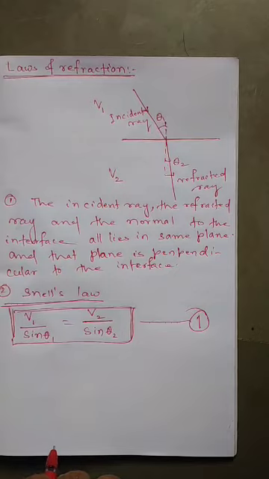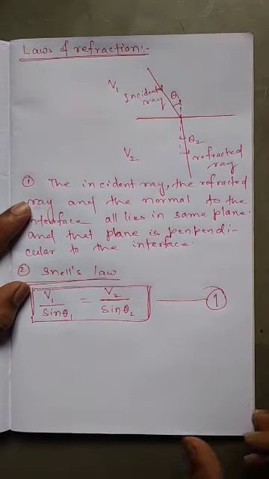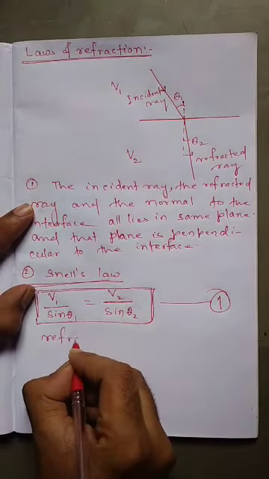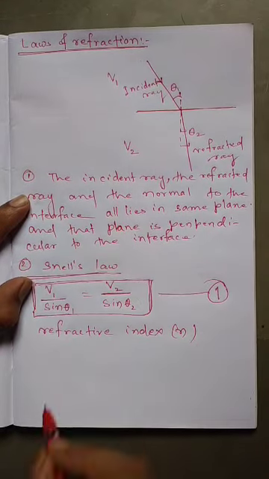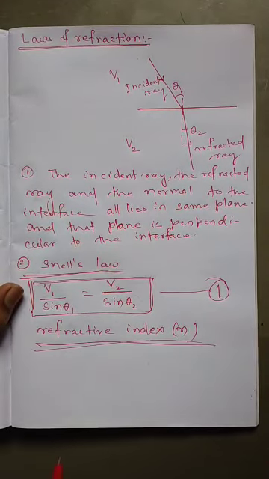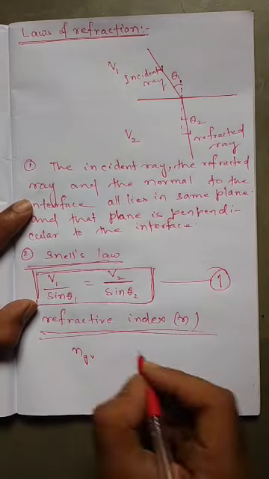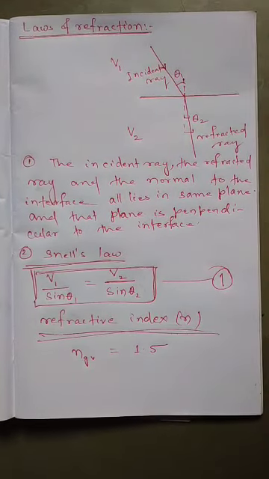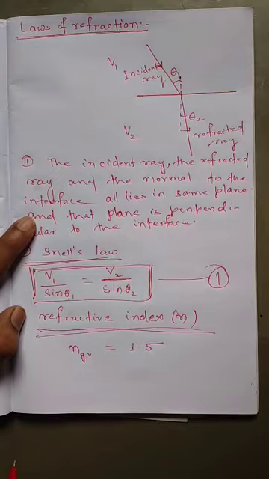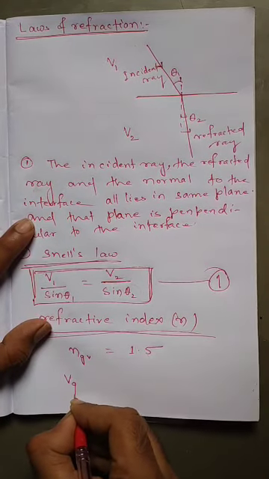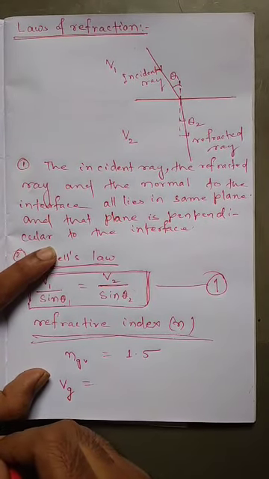Now I am going to discuss the second form of Snell's law. Before going to the second form, we have to know what refractive index is. It is represented by small n. I am going to discuss the refractive index with some examples. The refractive index of glass with respect to vacuum is 1.5. That means the velocity of light in glass is 1.5 times slower than the velocity of light in vacuum.